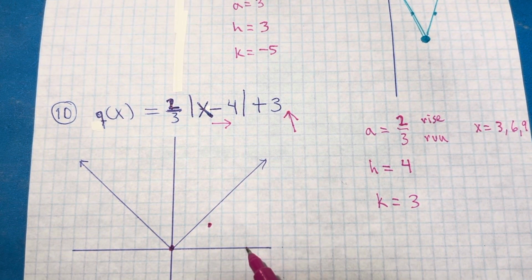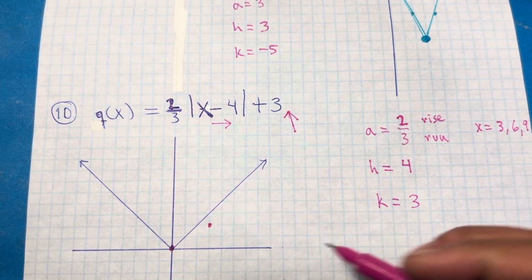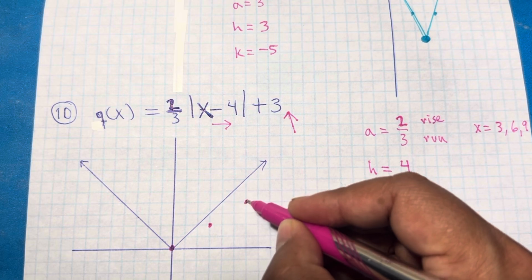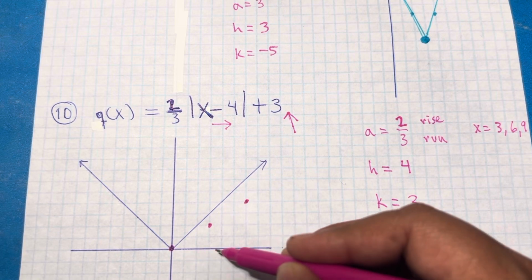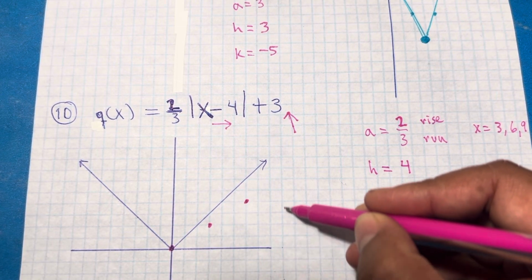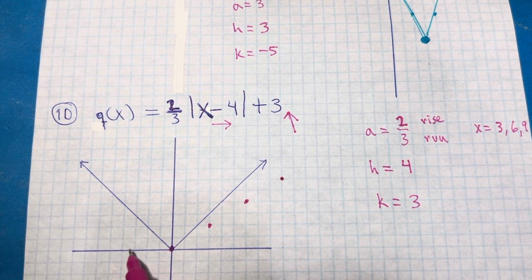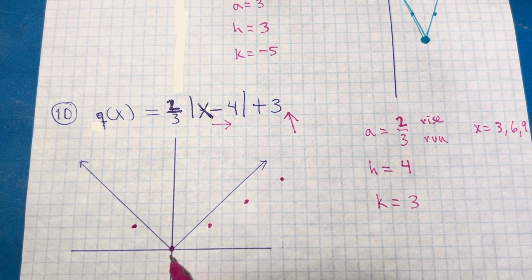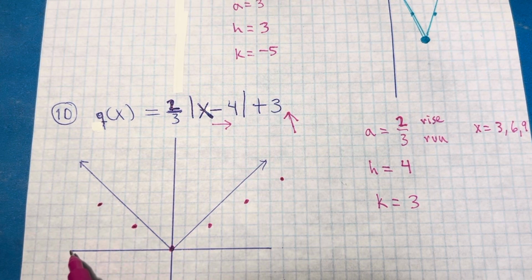Now let's look at the value of 6 when x is 6. 6 times 2 is 12. 12 divided by 3 is 4. So 6 on x and 4 on y. 9 times 2 is 18. 18 divided by 3 is 6. So when x is 9, y will be 6. And on the other side, it's going to be just symmetrical. So -6 is 4.